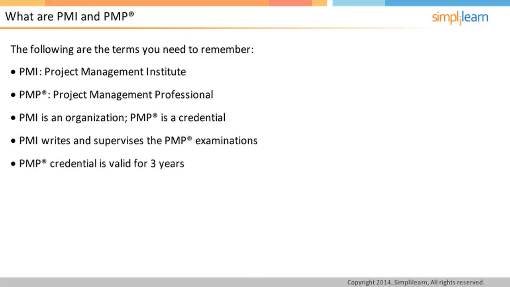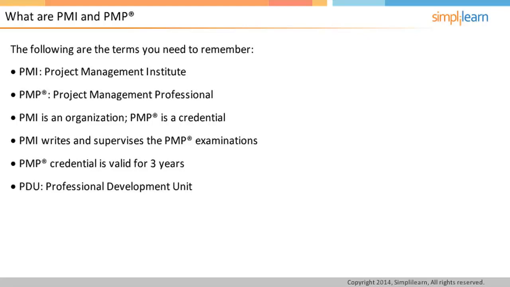PMI measures project management experience in the units of PDU. PDU means Professional Development Unit. You can acquire PDUs in many ways. For example, if you attend a project management class of 1 hour by an expert, it is considered equivalent to 1 PDU. If you write a white paper on a topic related to project management, it may be equivalent to 5 PDUs. PMI has detailed guidelines on what kind of project management activity amounts to how many PDUs. You can look for the CCR Handbook on the PMI website for more details.